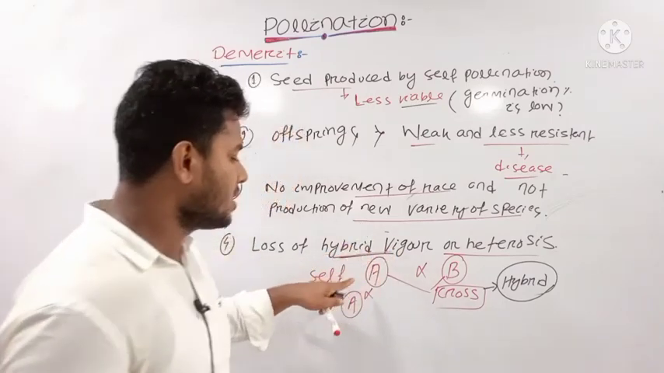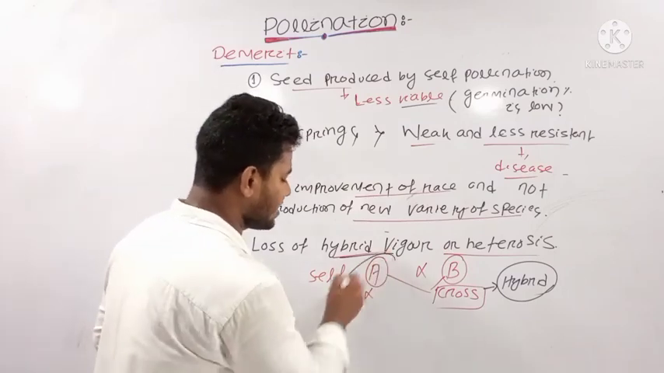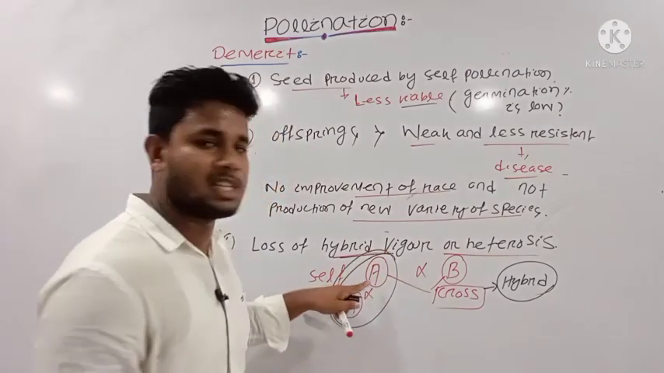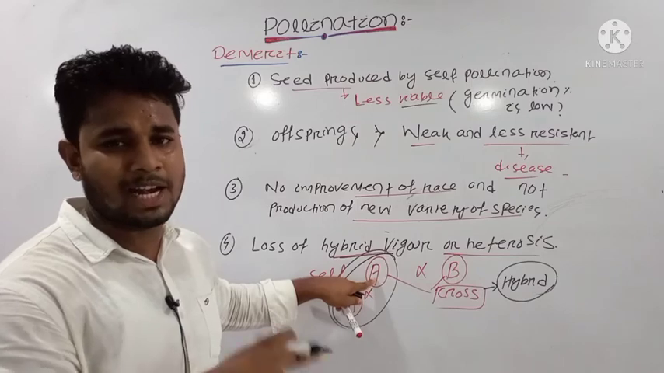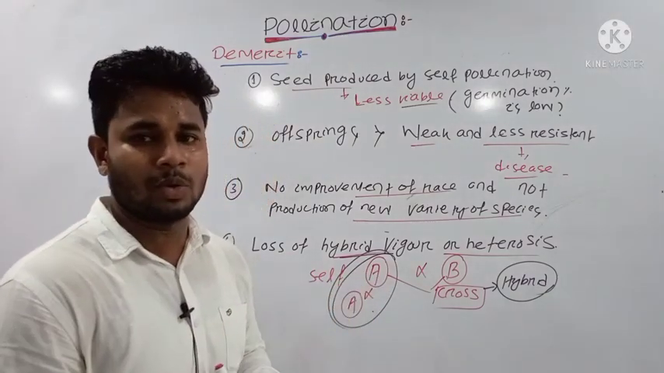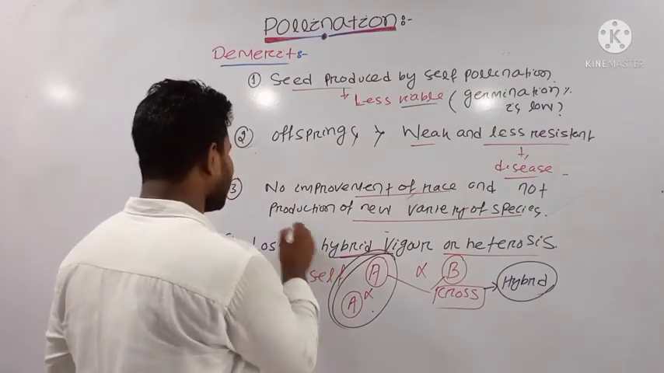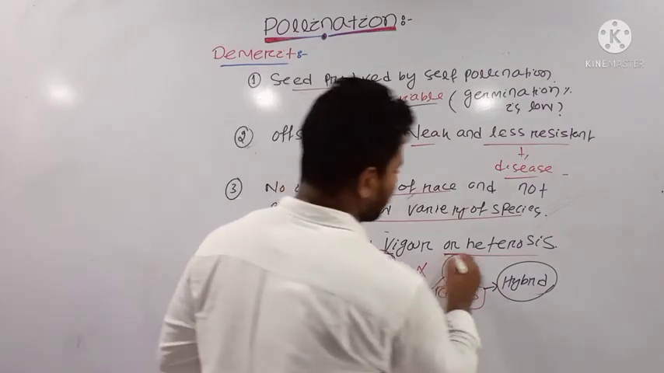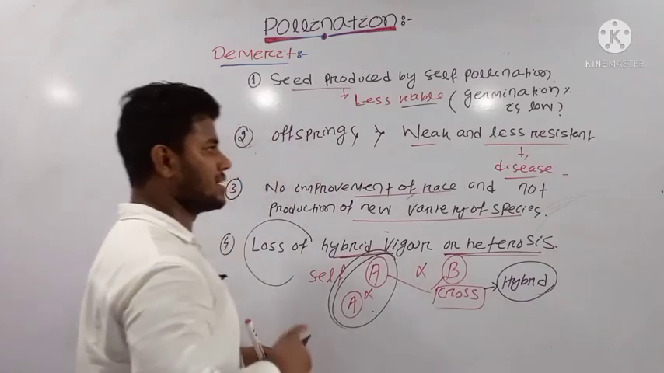But in self pollination, a single plant is involved. The characters present in the parent plant come to the offspring, similar characters, and no new character appears. That is why we say there is a loss of hybrid vigor or heterosis in self pollination. Clear?